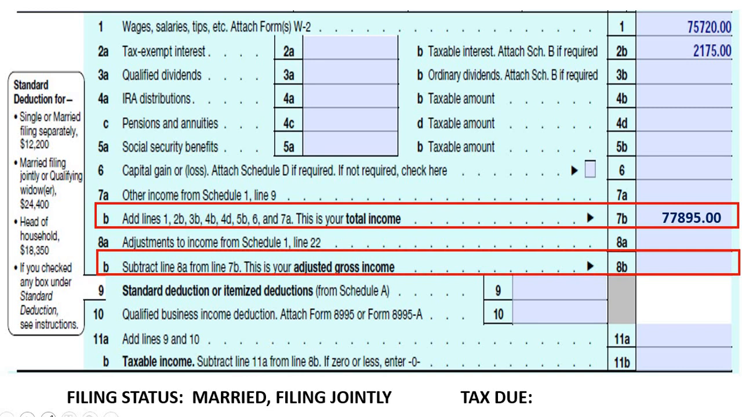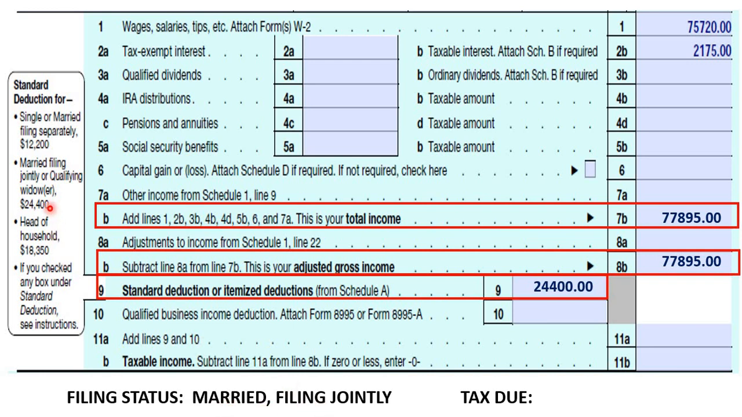Next line we're going to, line 8B, the adjusted gross income. What answer is going to go on line 8B? Perfect, that same 77,895, because we're not using Schedule 1, so there's nothing to subtract. Okay, next line, line 9, our standard deduction. So what do we need to get that number? Think about that. And now what's the value that's going in for line 9? Perfect, 24,400. Why? Married filing jointly.